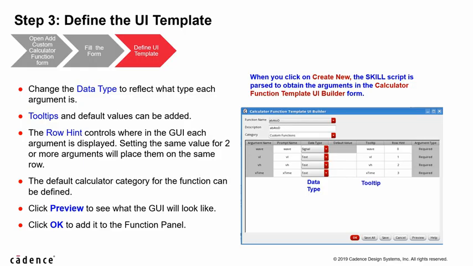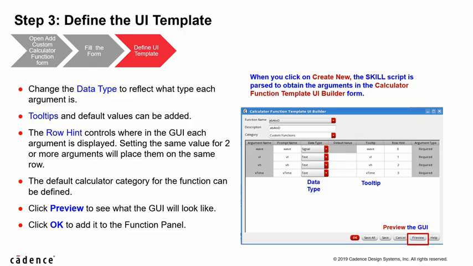The row hint controls where in the GUI each argument is displayed. Note that setting the same value for 2 or more arguments will place them on the same row. Then you can click the Preview button to see what the GUI will look like. Once done, you can click OK to finalize the function and add it to the function panel.